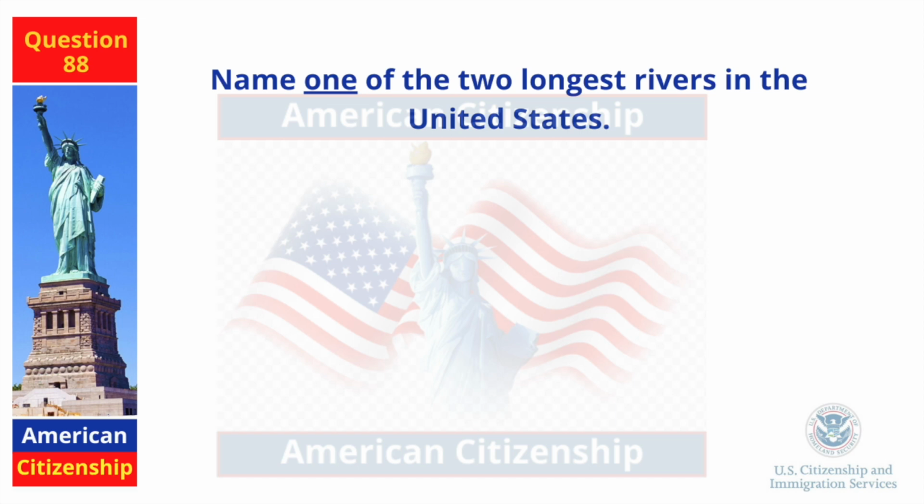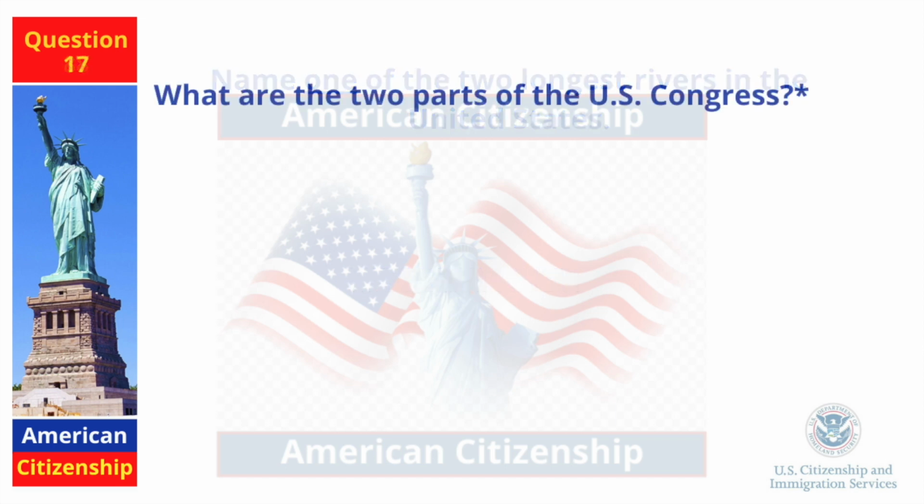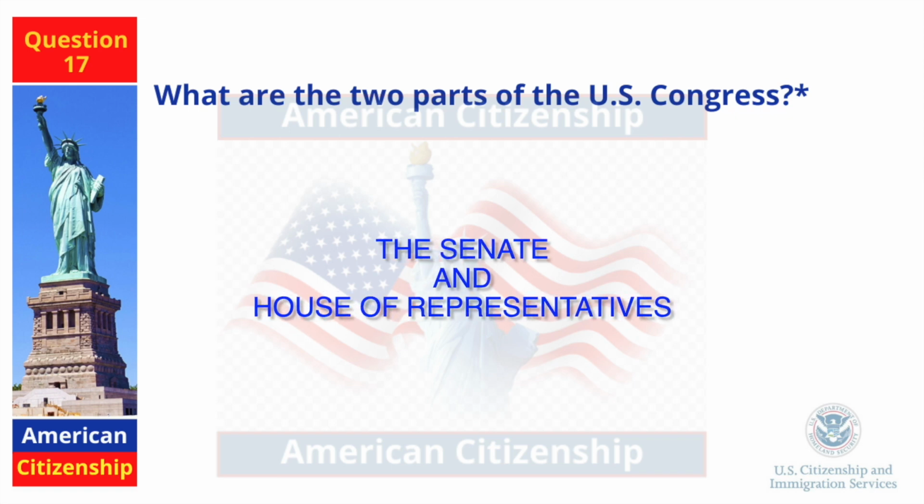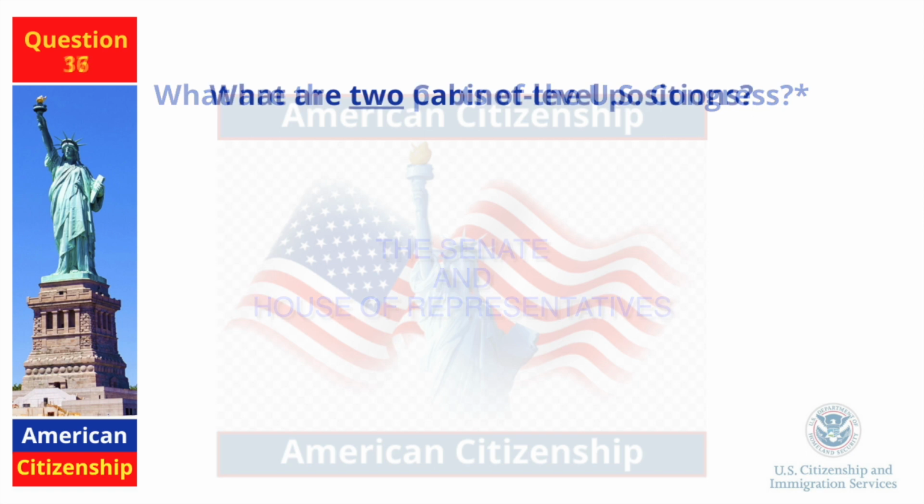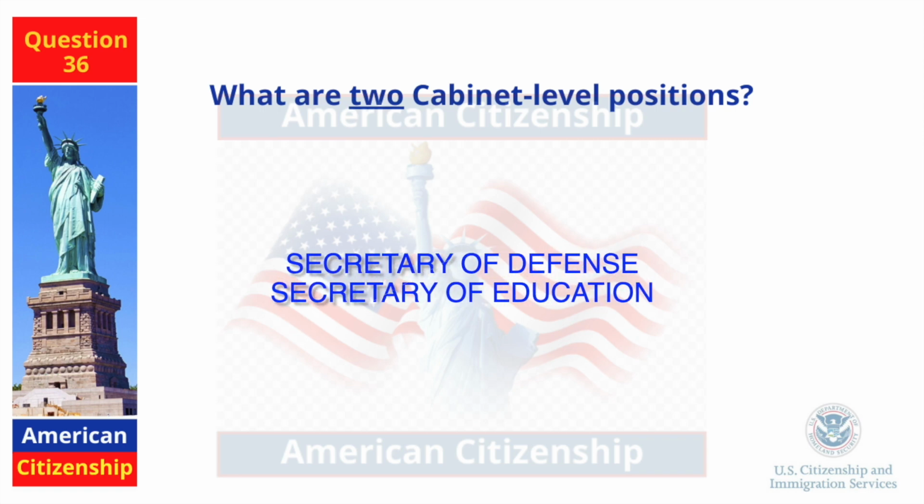Name one of the two longest rivers in the United States. Missouri River. What are the two parts of the US Congress? The Senate and House of Representatives. What are two cabinet level positions? Secretary of Defense, Secretary of Education.